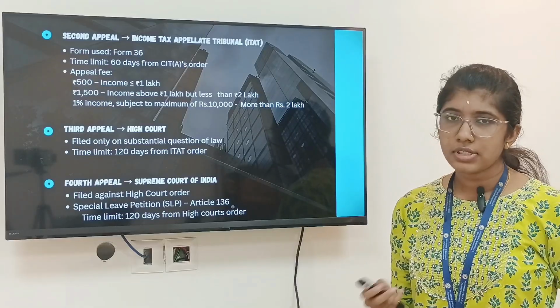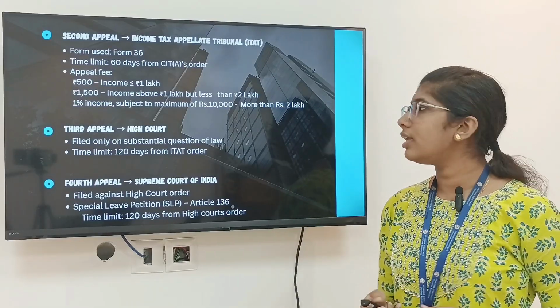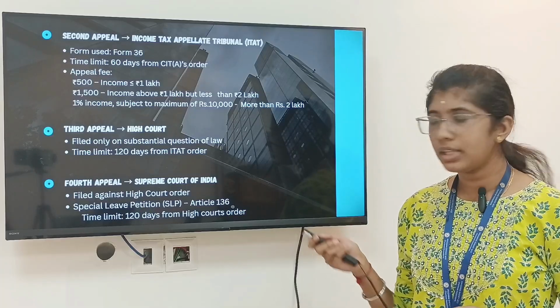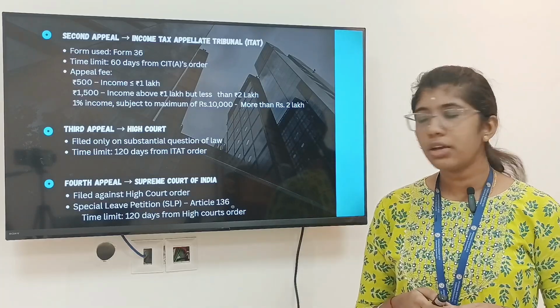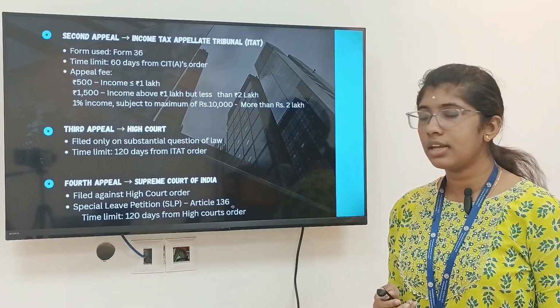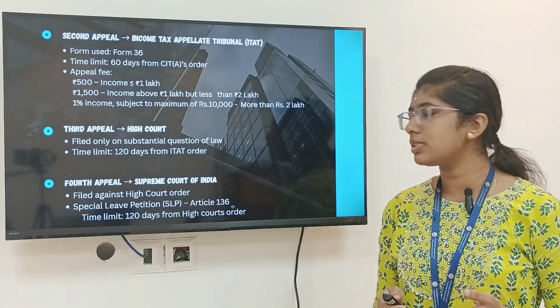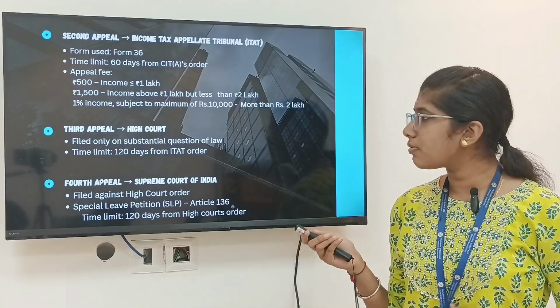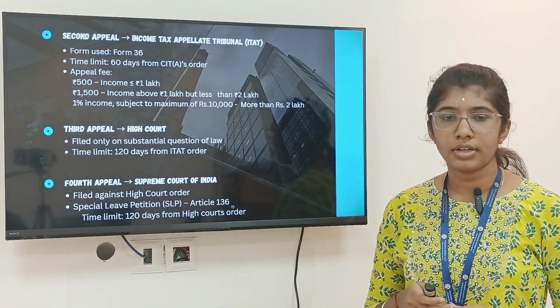If he is again not satisfied with the order passed by the Income Tax Appellate Tribunal, he can go for the third appeal, that is to the High Court. He can file his appeal to the High Court only when there is a substantial question of law, and the time limit will be 120 days from the Income Tax Appellate Tribunal's order.